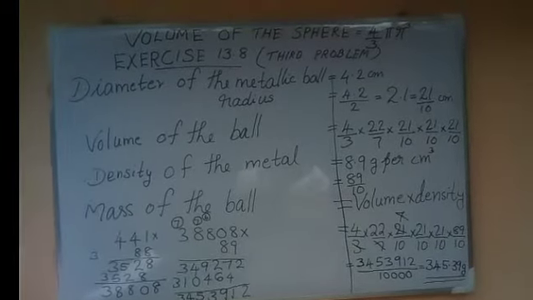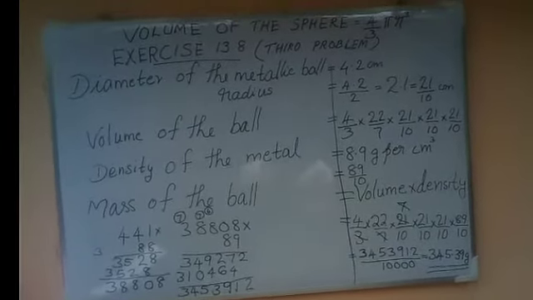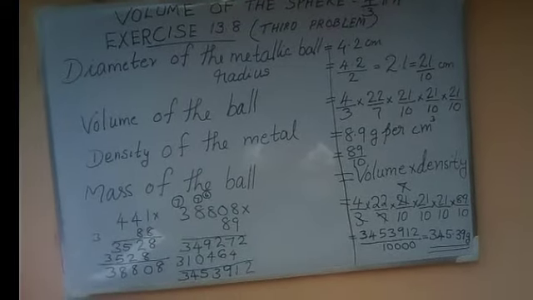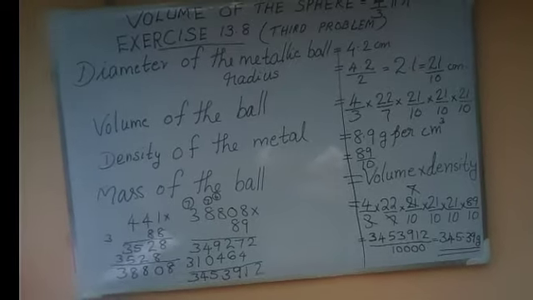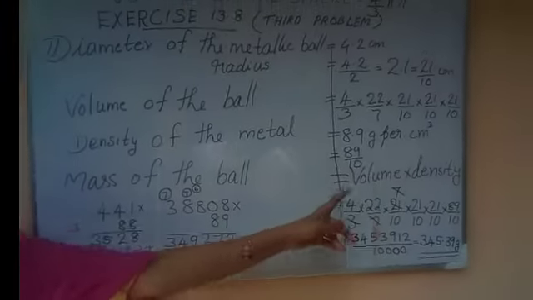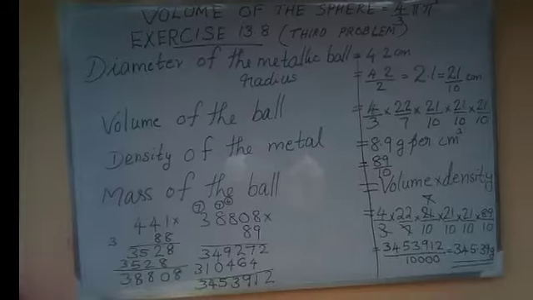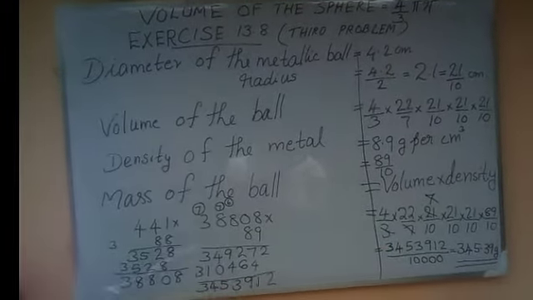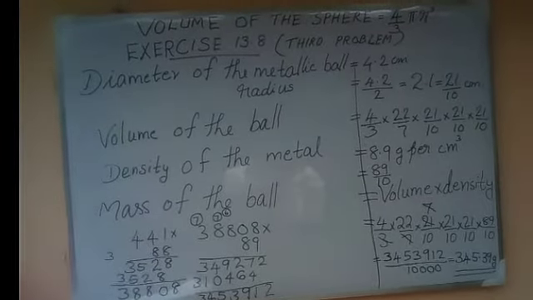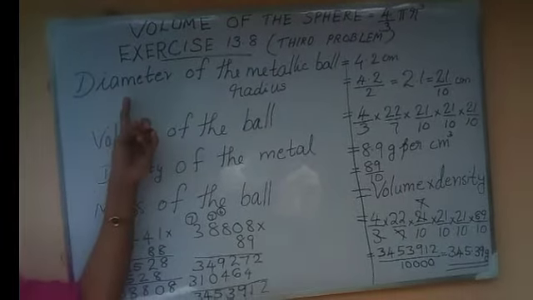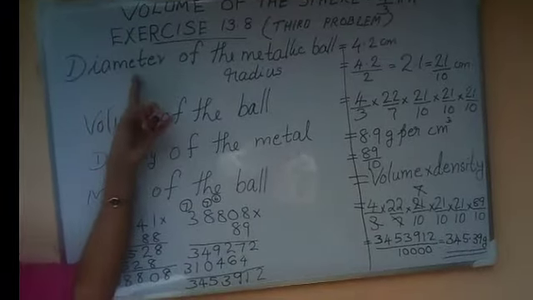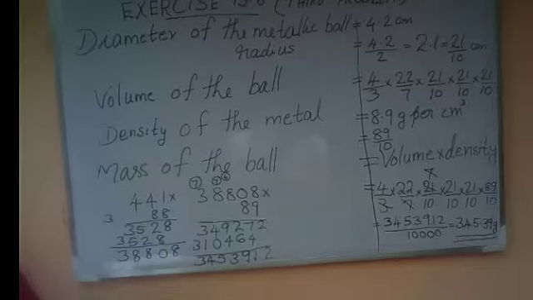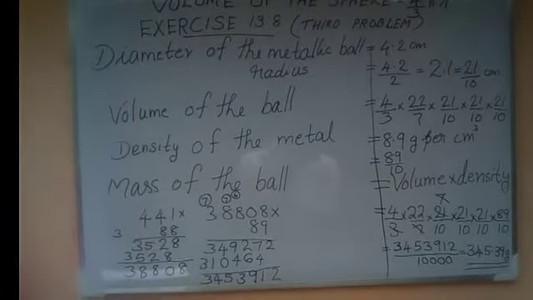In this question, you want to find the mass of the ball. How can you find the mass of the ball? Mass of the ball is equal to volume into density. Then what are the numbers given? Diameter of a metallic ball is equal to 4.2 centimeter.